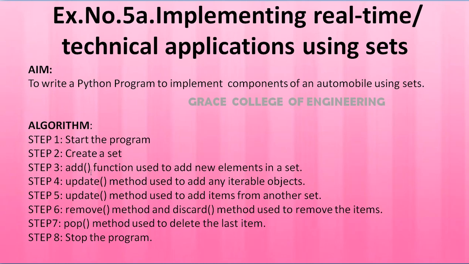Step 3, add() function is used to add new elements in a set. Step 4, update() method is used to add any iterable objects. Step 5, update() method is used to add items from another set. Step 6, remove() method and discard() method are used to remove the items. Step 7, pop() method is used to delete the last item. Step 8, stop the program.